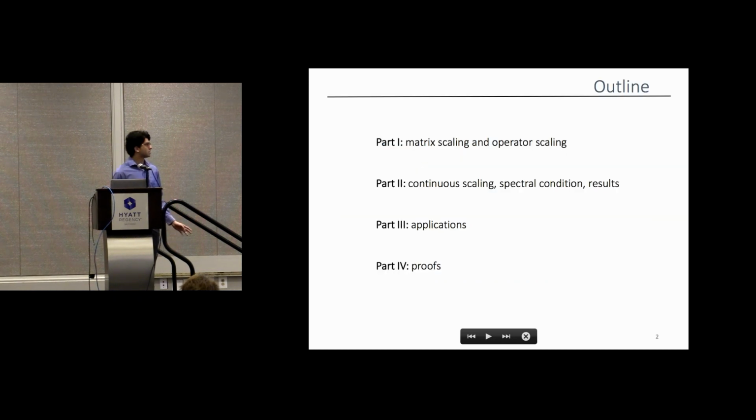So the plan is, I'll first define the two problems, what is matrix scaling and what is operator scaling. Then I'll define this continuous process that we analyze using a spectral condition, so in a special case. And then I'll give some nice applications of this kind of analysis that tends to bypass some technical details in previous works. I know it says proofs. There's a slide on proofs, but I probably won't get to it, or it won't be that detailed. So feel free to come talk to me after.